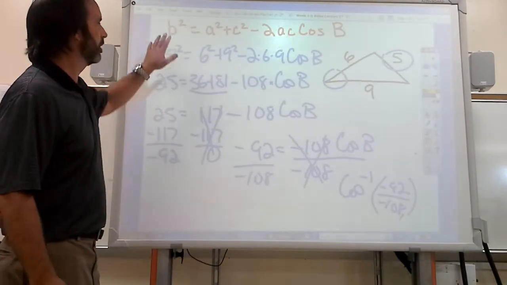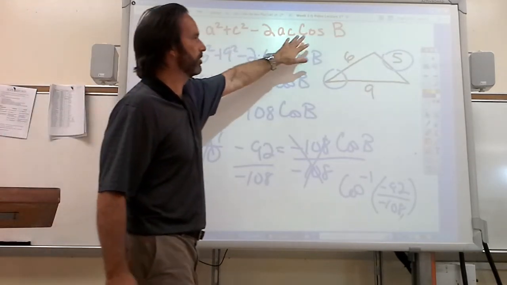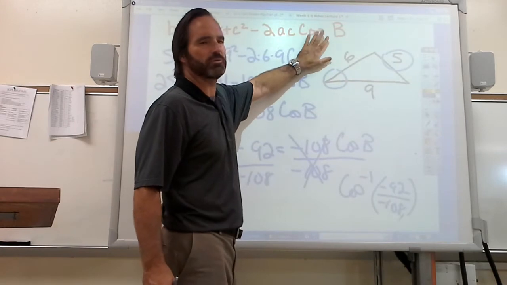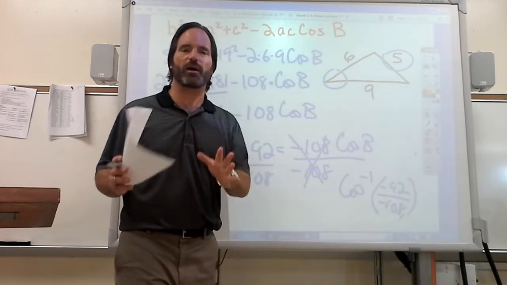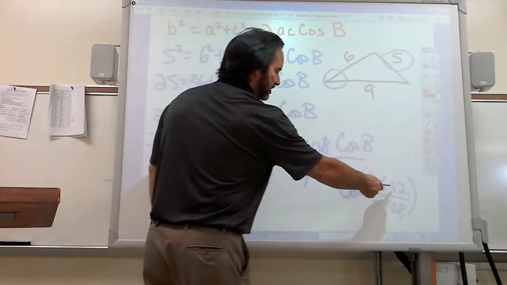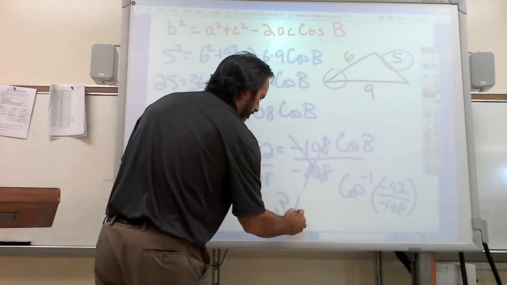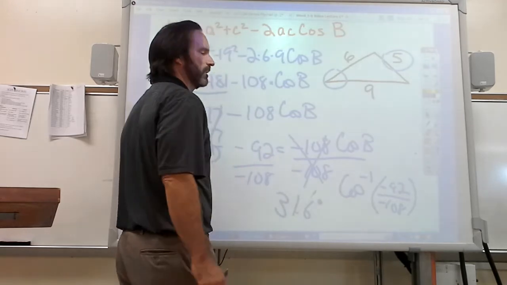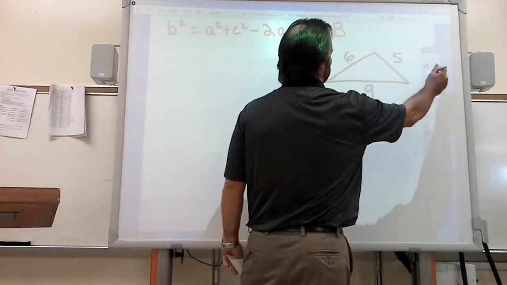Side, side, side. Plug in your 3 sides. The variable is this, and that's what you have to solve for. That's what you have to isolate. Okay? We're going to practice these. And this ends up being 30. Inverse cosine of that is 31.6 degrees.